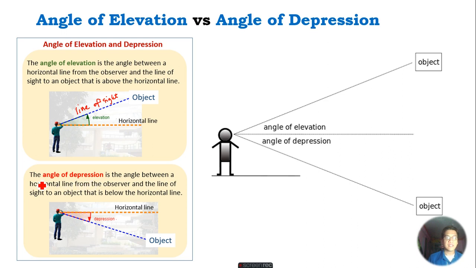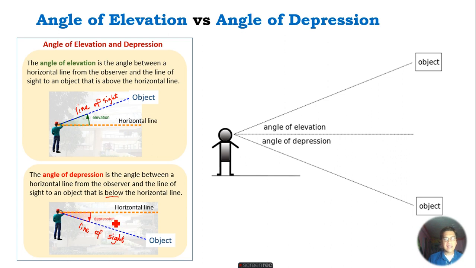By definition, the angle of depression is the angle between a horizontal line from the observer and the line of sight to an object that is below the horizontal line. So, again, we have this observer and we have this horizontal line. And if we look below towards the object, meaning to say, this will be our line of sight. That becomes an angle of depression.